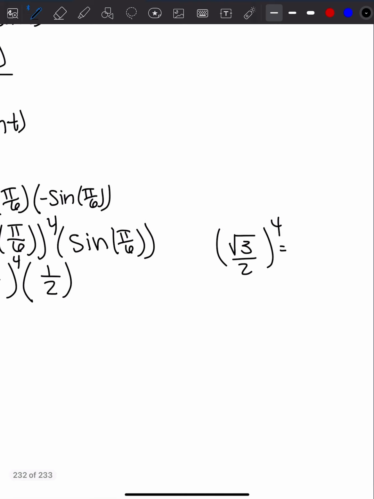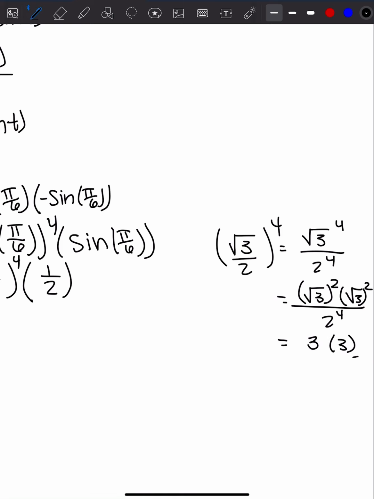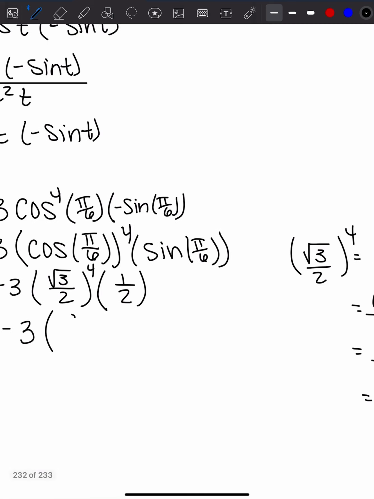So square root of 3 over 2 to the 4th power is the same thing as the square root of 3 to the 4th divided by 2 to the 4th. Square root of 3 to the 4th is the same thing as saying square root of 3 squared and then having another one. Square root of 3 squared is the same thing as 3, so we have 3 times 3 divided by 2 to the 4th. So we have 9 over 2 to the 4th, so 2 times 2 times 2 times 2, which is going to give us 16. So we have 9/16 and 1/2.